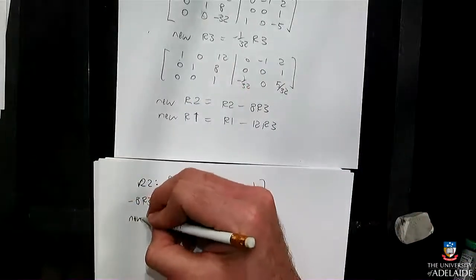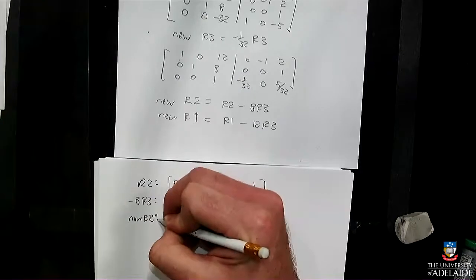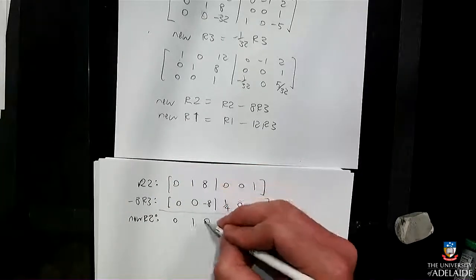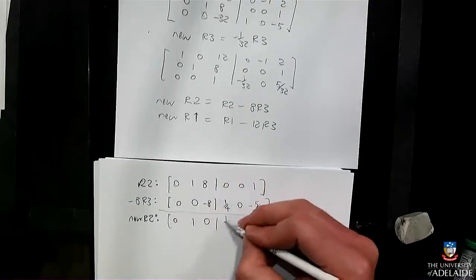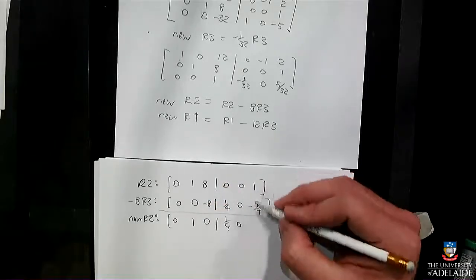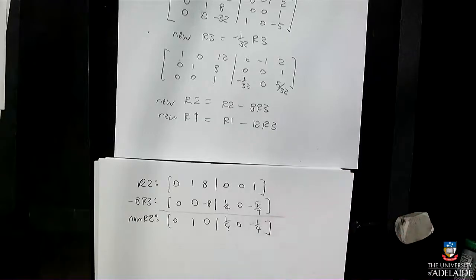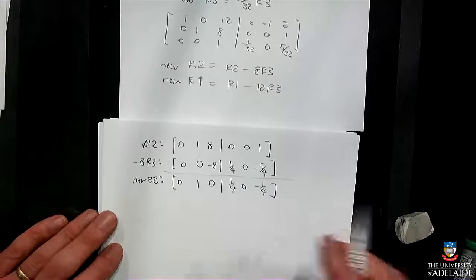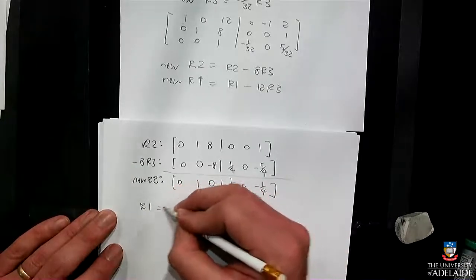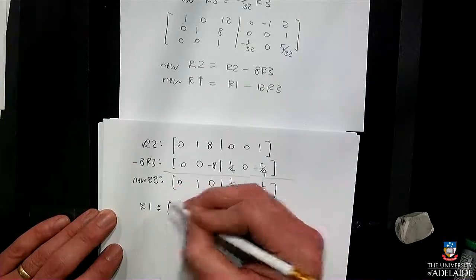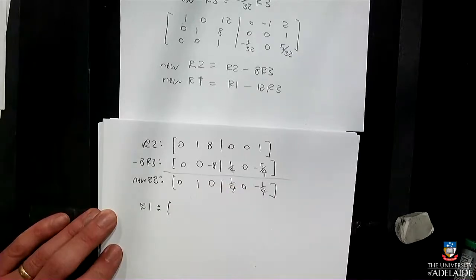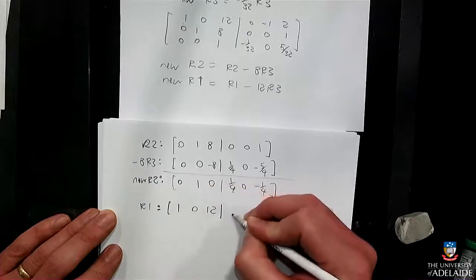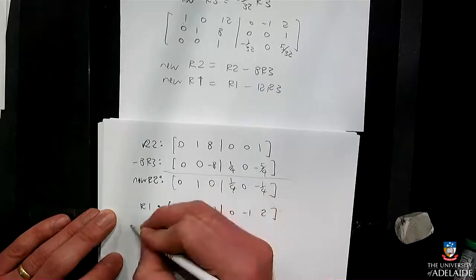And so my new row 2 is 0 plus 0, which is 0, 1 plus 0, which is 1, 8 plus minus 8, which is 0, 0 plus a quarter is a quarter, 0 plus 0 is 0, 1 plus minus 5 quarters is minus a quarter. Beautiful. So that's my new row 2. Now the old row 1, I could actually put an equals there because it really was old row 1, but whatever. The old row 1 was 1, 0, 12, 0, negative 1, 2.